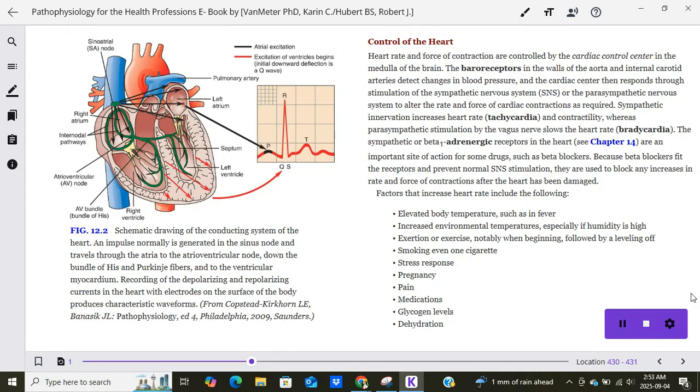To the right of the anatomical diagram is an electrocardiogram tracing showing the characteristic waveforms: the P wave representing atrial excitation, the QRS complex indicating excitation of ventricles beginning with an initial downward deflection as the Q wave, and the T wave showing ventricular repolarization. The diagram effectively demonstrates how electrical impulses generated in the sinoatrial node travel through specialized conduction pathways to coordinate heart muscle contraction, with the corresponding electrical activity recorded as characteristic waveforms on the electrocardiogram.